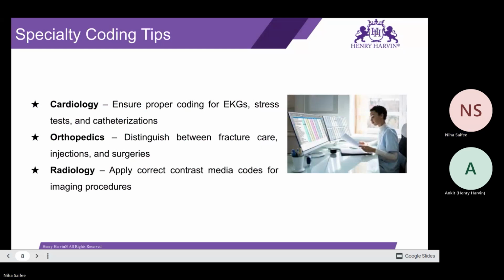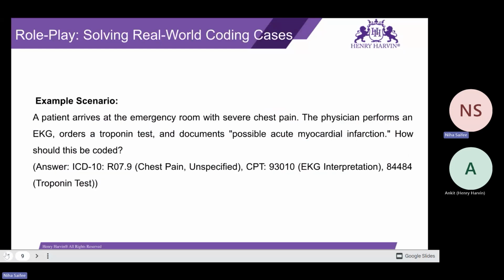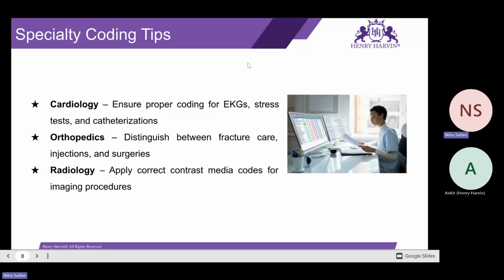Okay, so over there the system is more defined because you're dealing with only one system. So you are more well aware of the everyday codes which will be dealt with. If you are in cardiology, you will have to have ECG codes regularly, catheterization, stress, and other things related to cardiology.